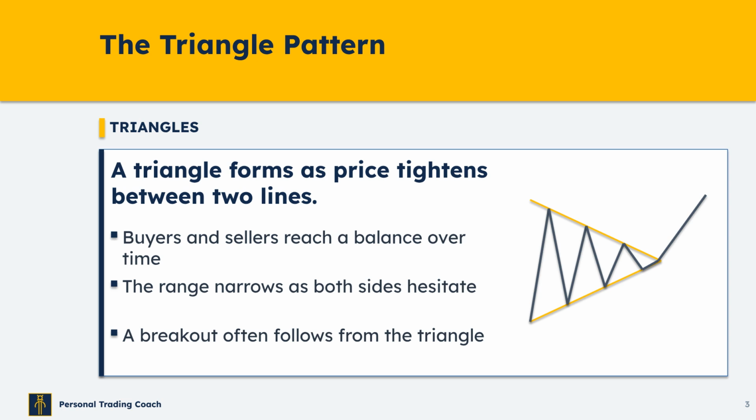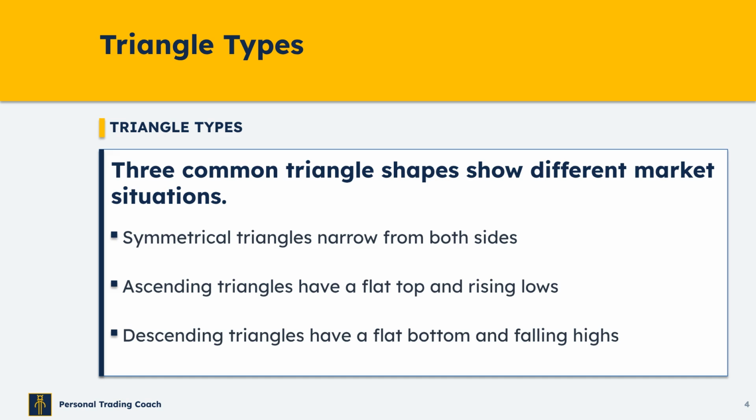The triangle pattern forms as price tightens between two converging lines. This represents a balance being reached between buyers and sellers, with the range narrowing as both sides hesitate. A breakout often follows the triangle. There are three common types of triangles: symmetrical triangles, which narrow from both sides, ascending triangles, which have a flat top and rising lows, and descending triangles, which have a flat bottom and falling highs.